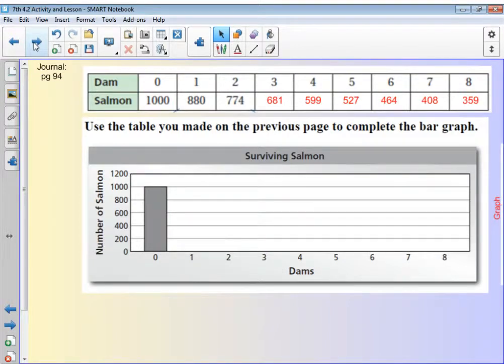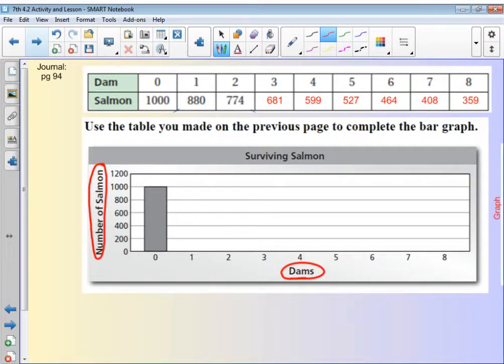Now we're going to graph that information. We have to make sure we're paying attention that each of these numbers along the bottom represents our dams, and our bars represent how many salmon survived each of those dams. We started out with 1,000 salmon, and that's what our first bar represents, at 0 dams, we had 1,000 salmon. After they went through dam number 1, we ended up with 880. So we're going to go over to our 1, and create a bar that goes up to 880.